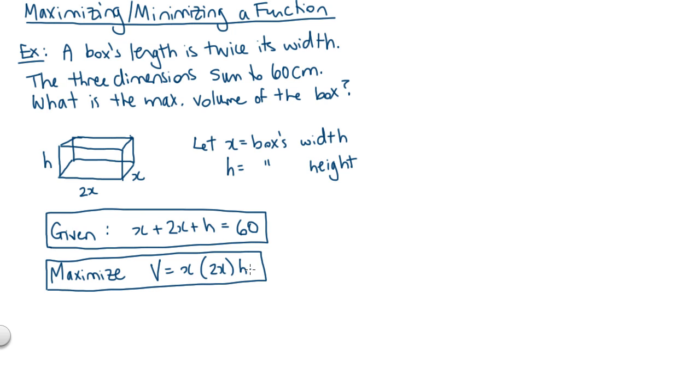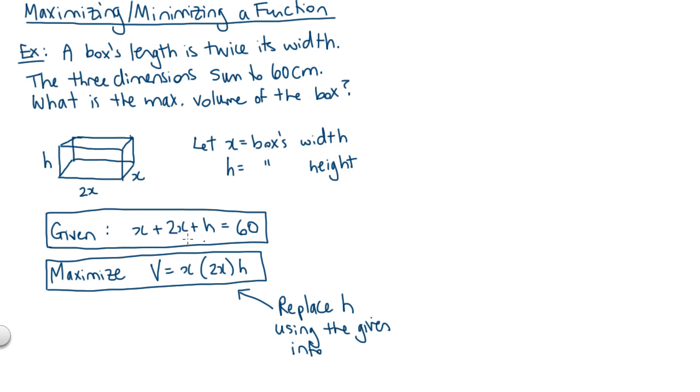Now one thing that makes the problem tricky as it is right now is when we look at our function, it's a function of 2 different variables. We've got x's and h's in here. So what we need to do to get going is replace h. And we're going to be able to replace h using the given information. So this is another common pattern that we run into in maximizing or minimizing a function. You need to replace one of the variables using the given information.